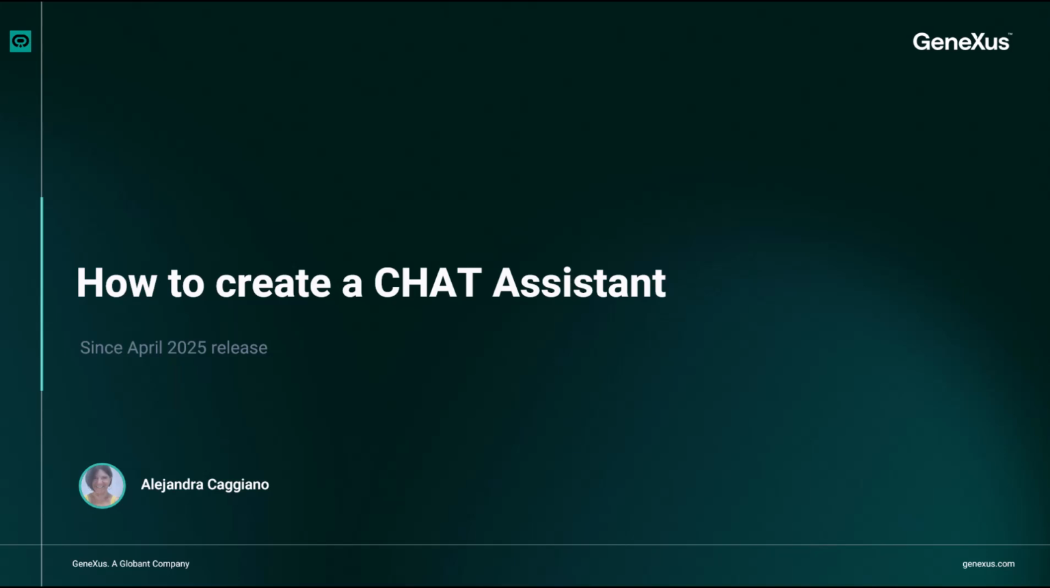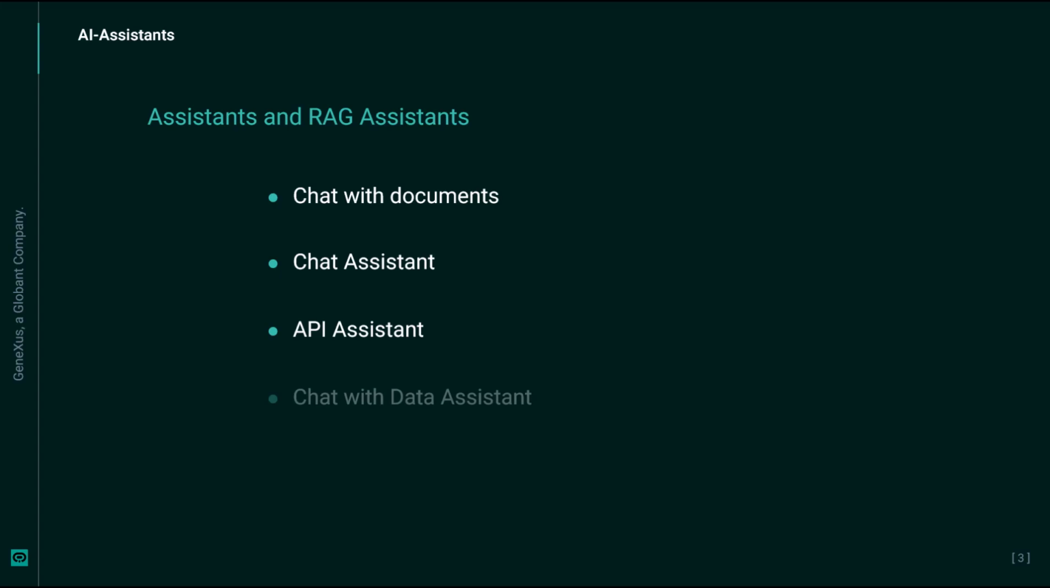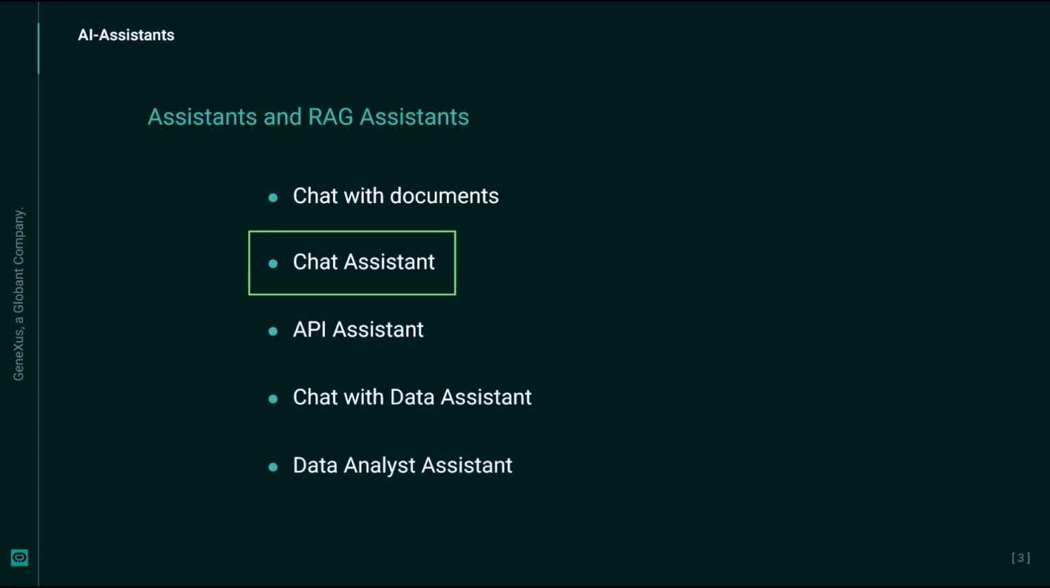We've already seen what artificial intelligence assistants are and what they're used for. Also, we saw that GeneXus Enterprise AI allows working with different types of assistants. Now let's see how to create a chat assistant. Our goal is to build an assistant to help us by returning a good description for a certain product that we indicate.